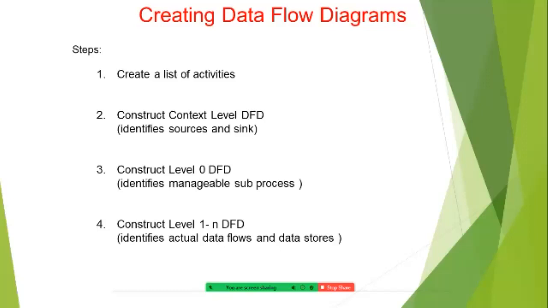Hello friends, this is creating a data flow diagram. Step 1, create a list of activities. In the second step, construct context level DFD, identify sources and sinks. In the third step, we have to construct level 0 DFD, identify manageable subprocesses. And in the fourth step, construct level 1 and DFD, identify actual data flows and data stores.